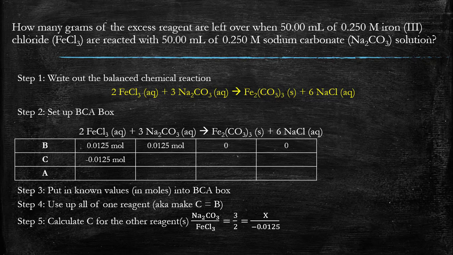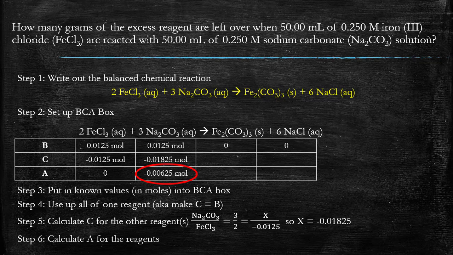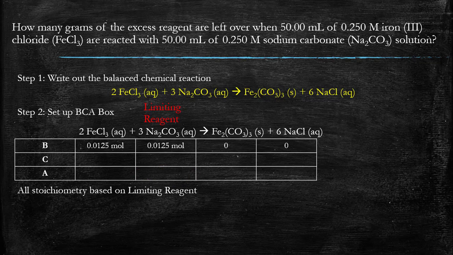So for the sodium carbonate, the ratio of sodium carbonate to iron 3 chloride is 3 to 2, or x over negative 0.125. I get this value for the result, so I plug that in. Now I'm going to calculate the A. So obviously the first column is 0, but the second column has a negative number. That makes the sodium carbonate the limiting reagent. All stoichiometry for any other question is based on the limiting reagent.